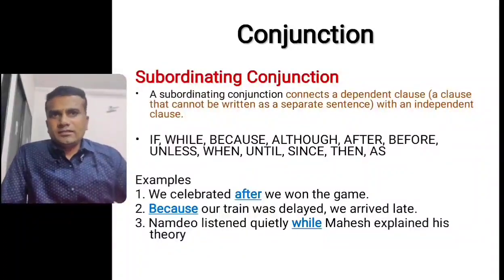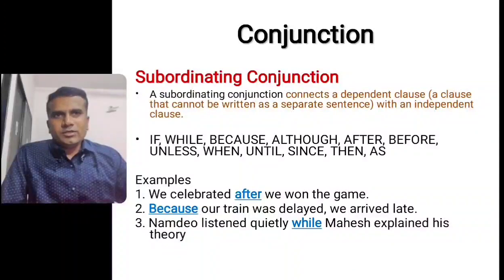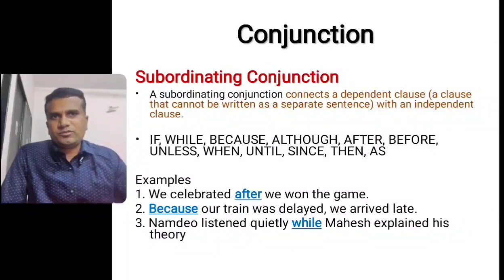Now we will talk about the next type of conjunction, that is subordinating conjunction. A subordinating conjunction connects a dependent clause, a clause that cannot be written as a separate sentence, we all know that, with an independent clause. The subordinating conjunctions are if, while, because, although, after, before, unless, when, until, since, then, as. We will see some examples of how subordinating conjunctions are used in sentences.